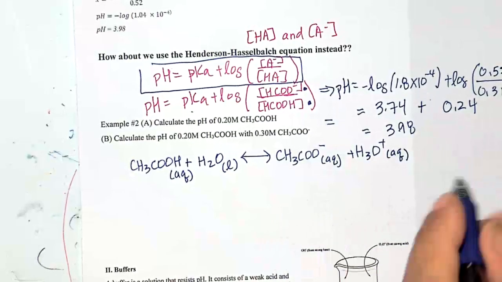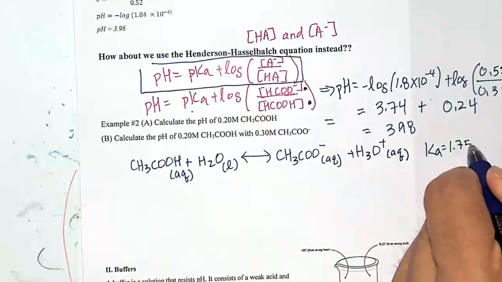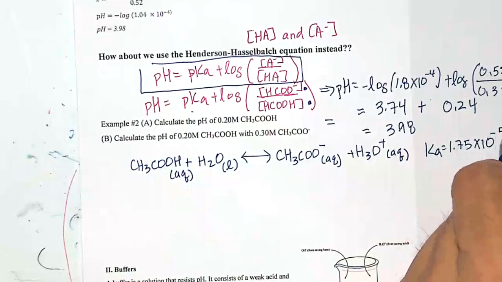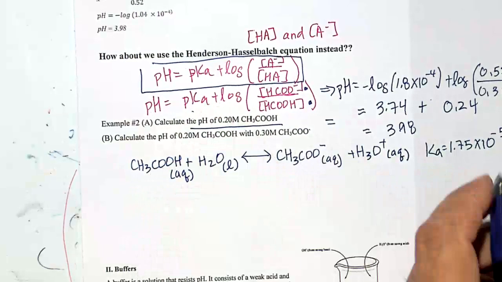So I'll give you the Ka. Okay, I'll give you that for acetic acid. It's 1.75 times 10 to the minus 5. I'll give you that. pH of 0.2 molar acetic acid.